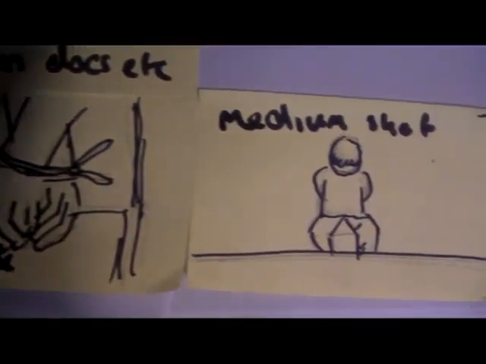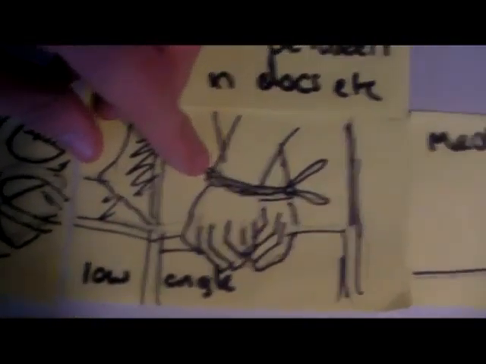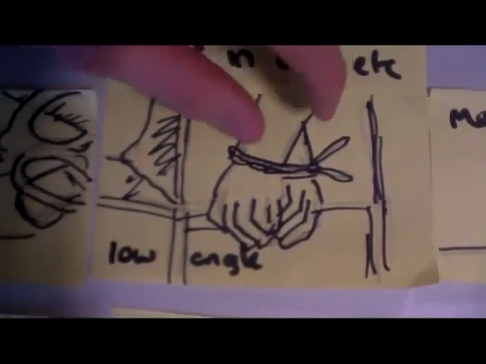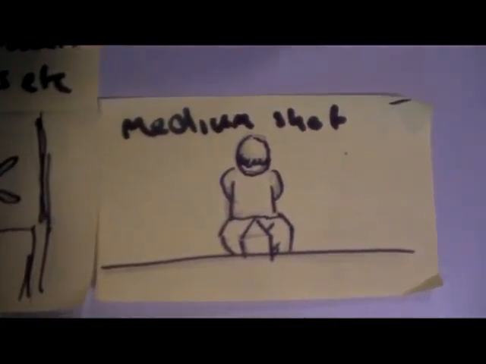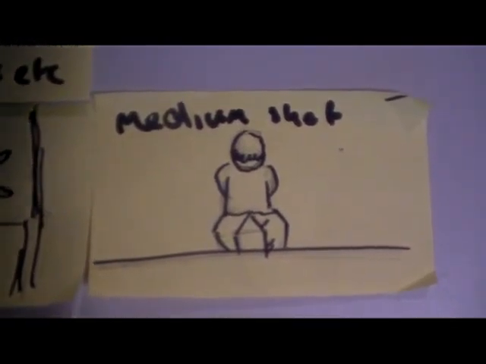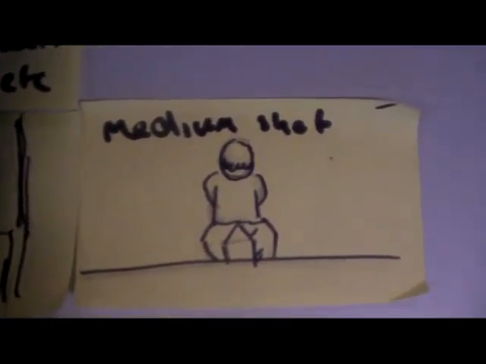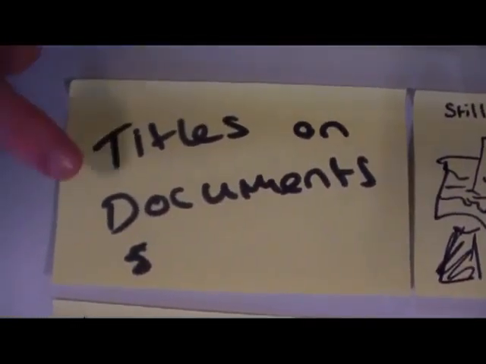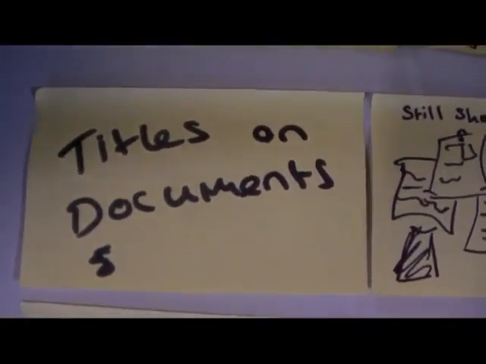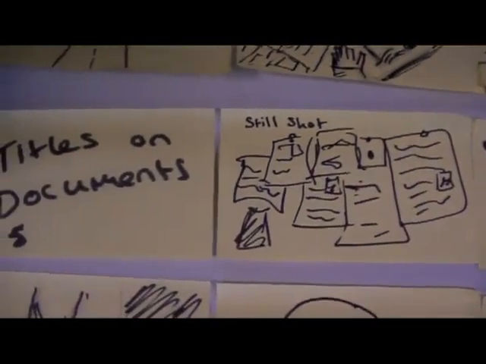We've got one shot here which is a low angle close-up on his hands, and then we cut to a medium shot of the antagonist. This will last approximately 2 or 3 seconds. It's a low angle as well. Yeah, another low angle. And then we're going to have more titles of the documents, like this one. So that's the title sequence basically.